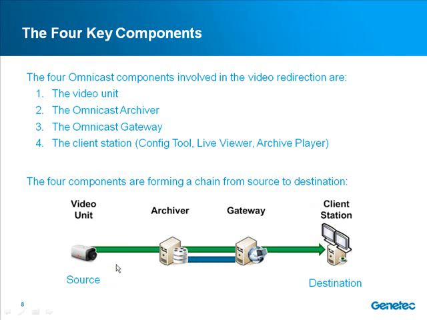The second link is the archiver the video unit is connected to, since it's the one doing all the communication with the unit. Our third link is the gateway that the archiver is connected to, and at the end of the chain is our destination, which are our client stations which can be running any of the client applications, such as the live viewer or the config tool. Just as a side note, our auxiliary archiver can be counted as a client application as well, as it receives the video stream from the gateway.